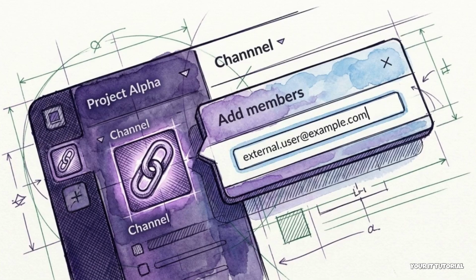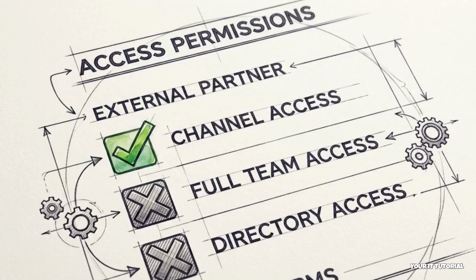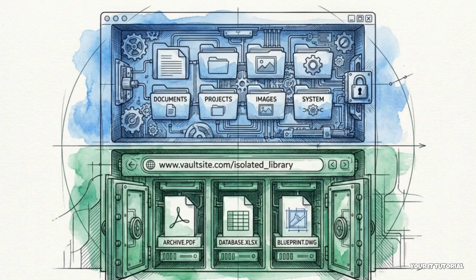Shared channels take a different approach. They build secure external bridges using B2B Direct Connect, allowing collaboration with outside partners without granting them full tenant access. Deploying the correct channel topology prevents accidental data leakage by keeping sensitive information physically isolated at the storage level.